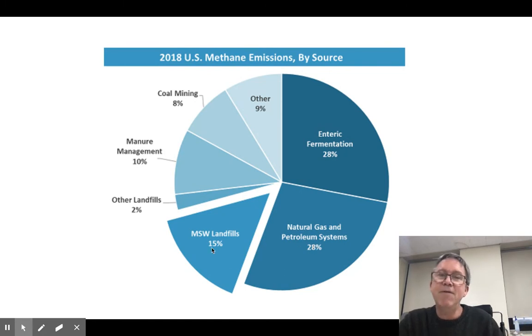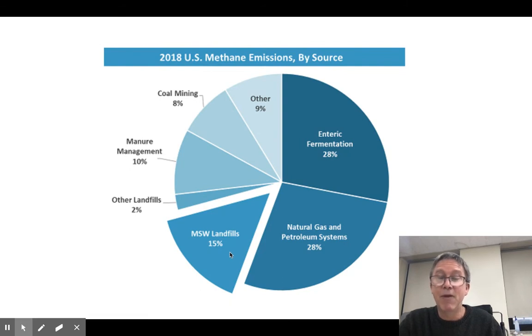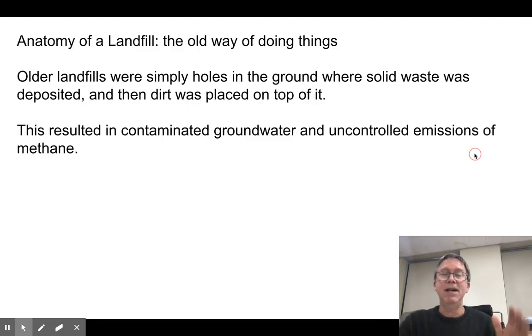But look at this: 15% of it comes from landfills. That is significant, people. That's a lot of methane, and that's something we should be concerned about. That's a serious slice of the global warming pie. And so it was things that we just didn't know about, and now we know about it, and now we know how to deal with it.